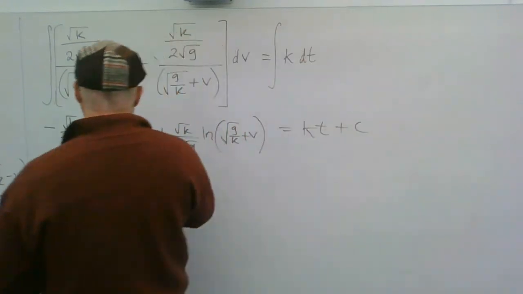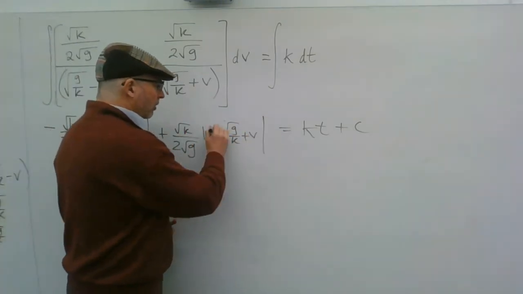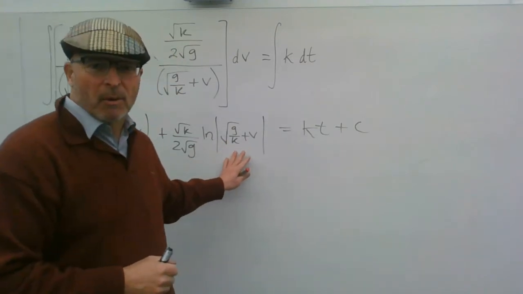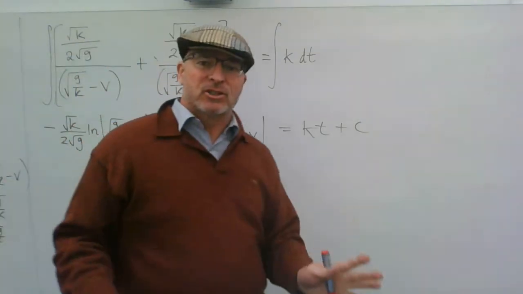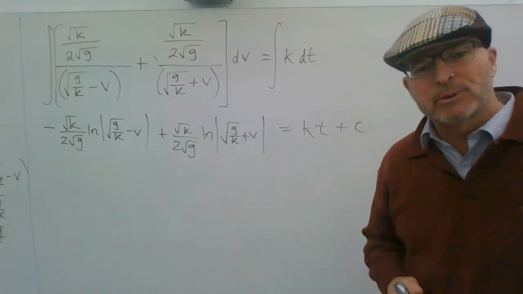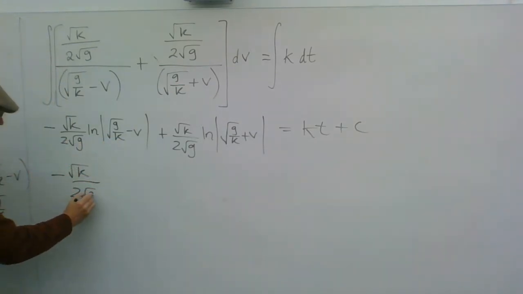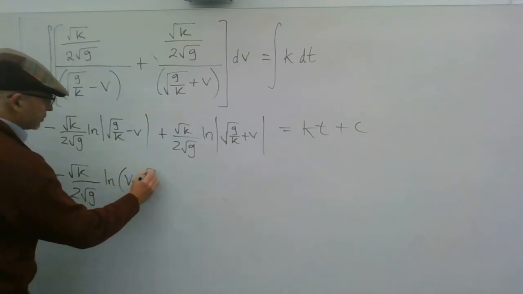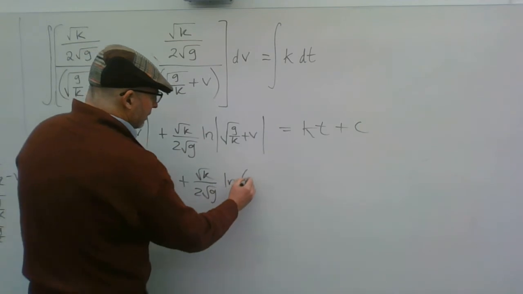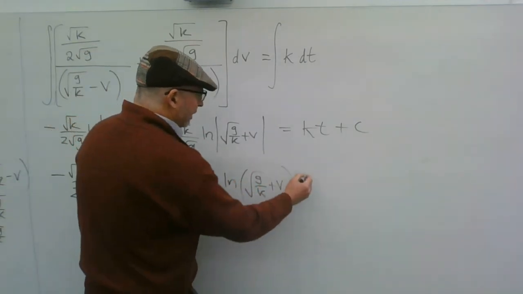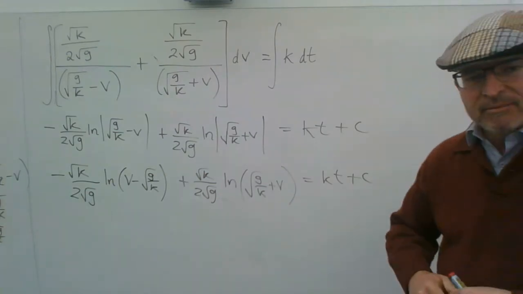So technically, what I should have been doing is putting absolute values around the integrations of my logs. But this one's positive, so I don't need to worry about that one. And if this one is definitely negative, then I can just swap these around and it's sorted. That'll be like taking the negative of it, which is what the absolute value signs will do for me. So I'm going to write one more line of working in here: root k on 2 root g natural log of v minus root g on k, plus root k on 2 root g natural log of root g on k plus v, equals kt plus c. Just to take care of any negative values in the logs.